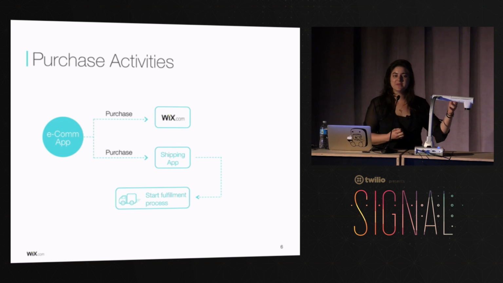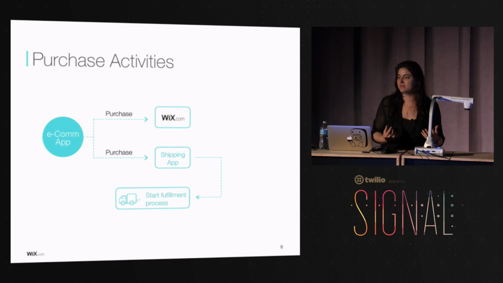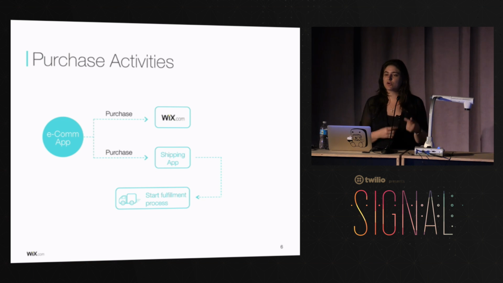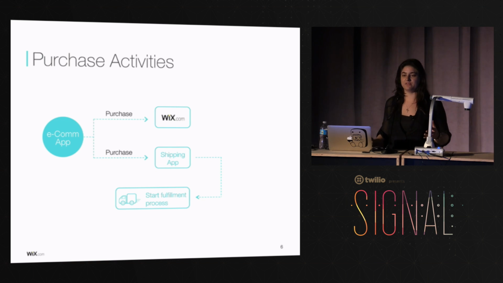But we also have a shipping application, which, as you recall, is externally hosted, which means that it's not connected to Wix in any way. So we want that shipping application to know what's going on in the site as well and start that fulfillment process, because someone bought a shirt and we want them to get it. There are a few ways we could have gone about this.